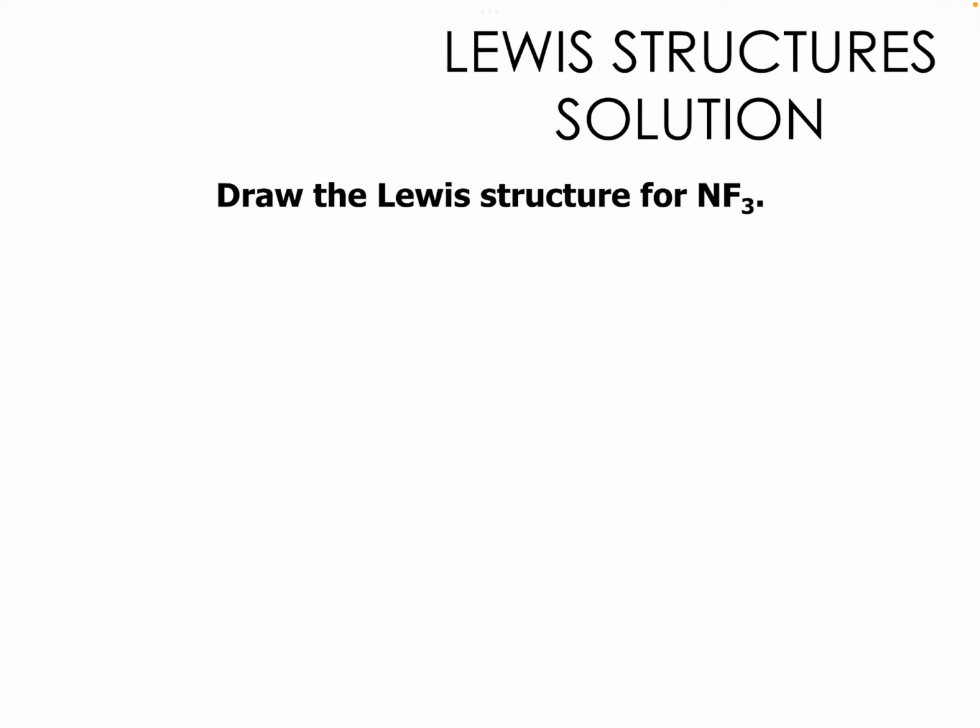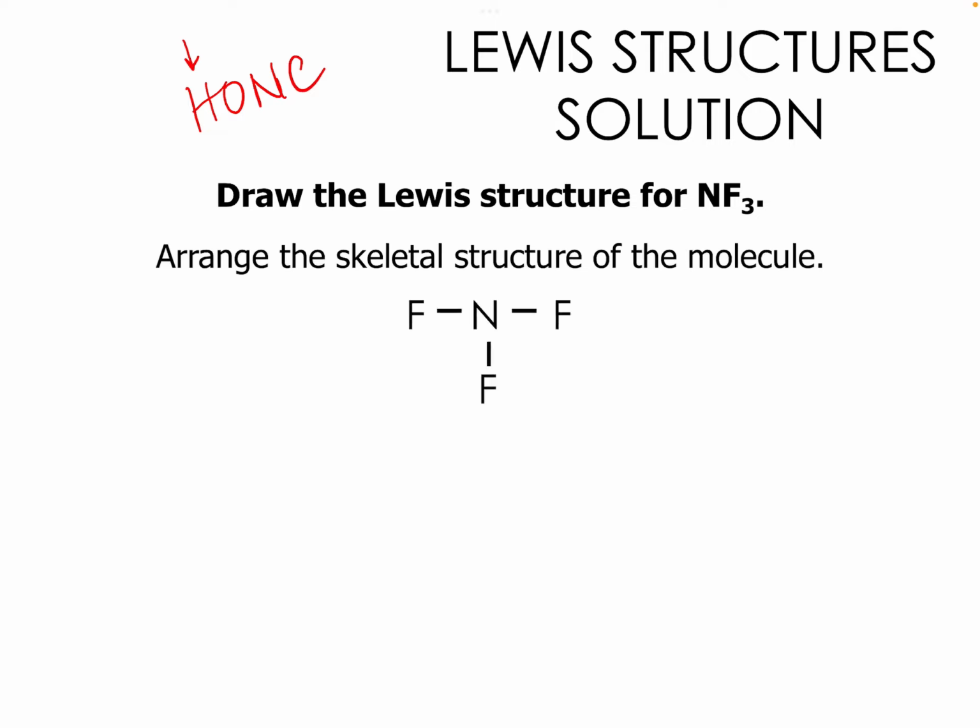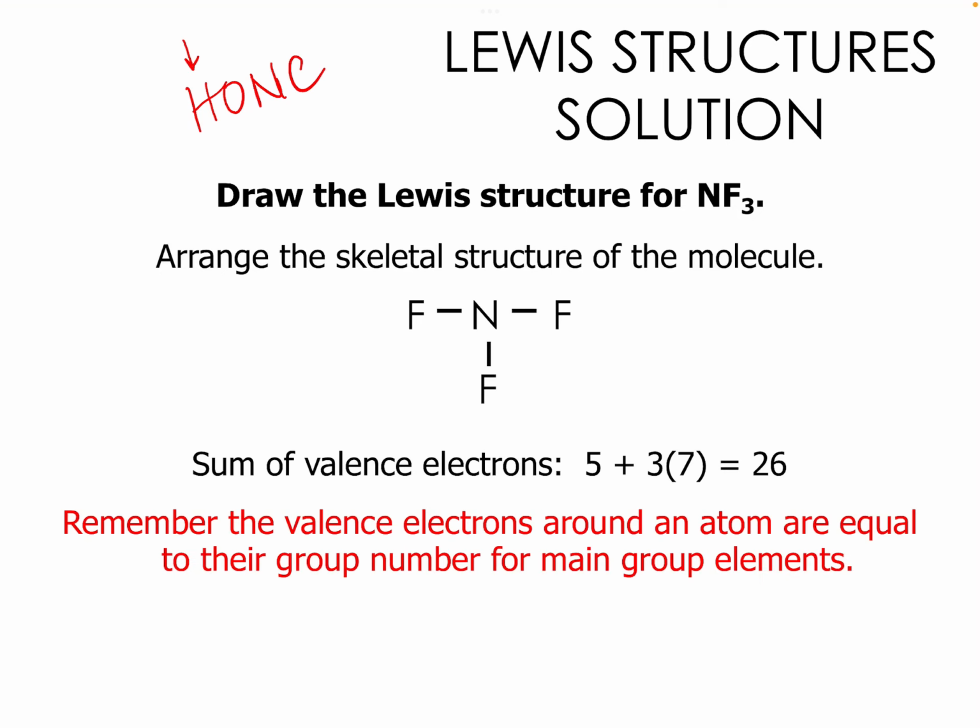Alrighty, the first thing we need to do is figure out which atom goes in the middle. Remember the HONC rule. Nitrogen can make 3 bonds, whereas fluorine can only make 1 because fluorine is a halogen. So nitrogen will go in the middle here. Then we figure out how many valence electrons we have to use in our structure. Nitrogen gives us 5, and then we have 3 fluorines, and each fluorine has 7 valence electrons. So 5 plus 21 gives us 26.